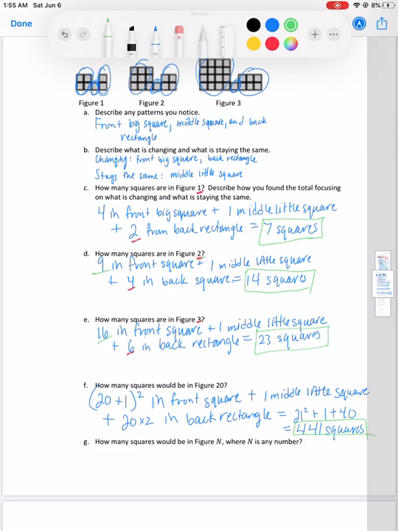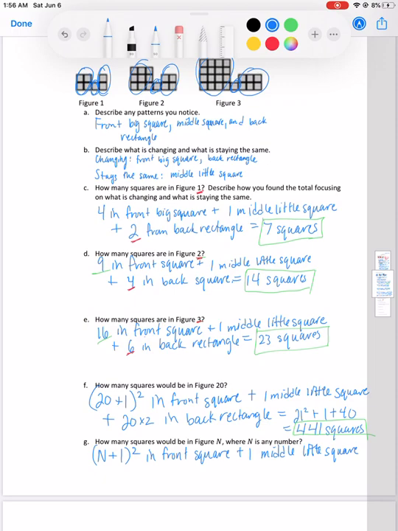Now we want to see how many squares would be in figure n, where n is any number. Okay, so we're going back to that, because that's what we kind of use to derive a very large number of squares in that figure. For the front square, we're adding 1 to our figure number and then squaring it. So that would mean that we add 1 to n and then square it in front square. Adding the 1 middle little square is still the same. And that one will be same throughout.